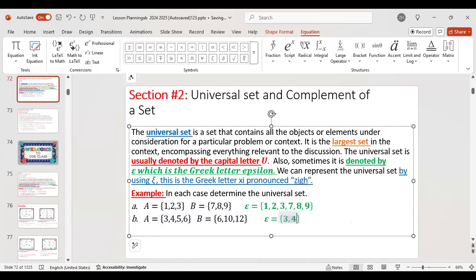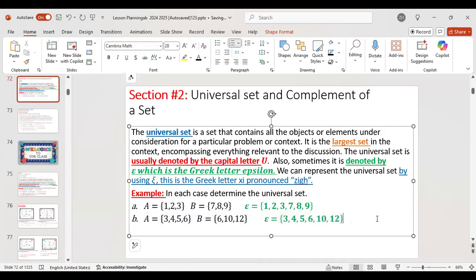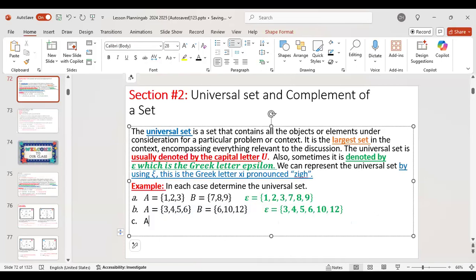3, 4, 5, 6, 10, 12. Very good. Do we repeat the 6? No, sir. No repeats. Only appears once.